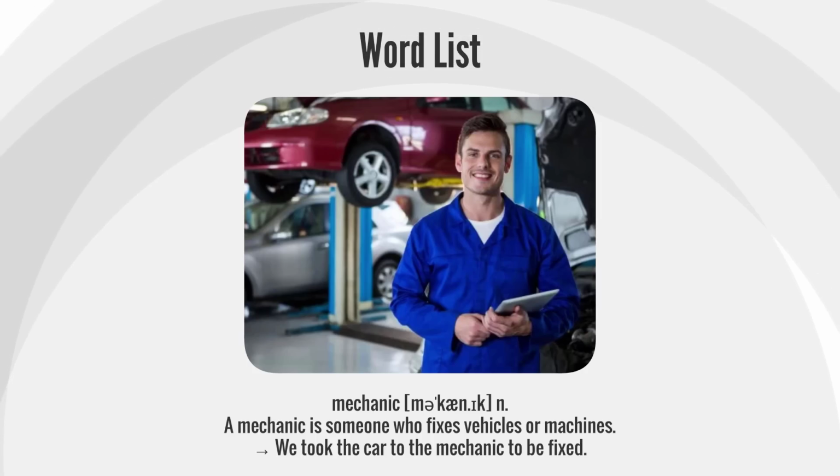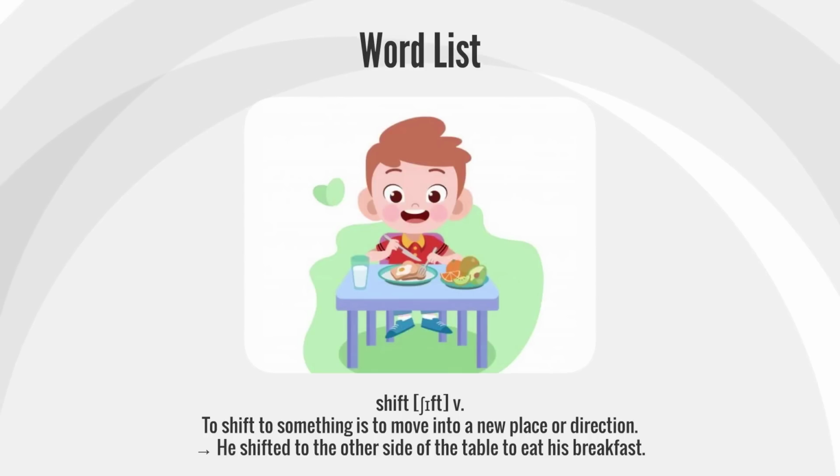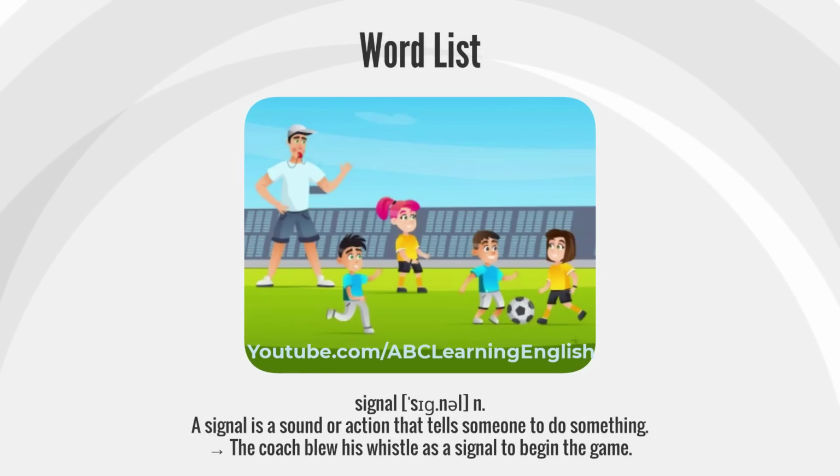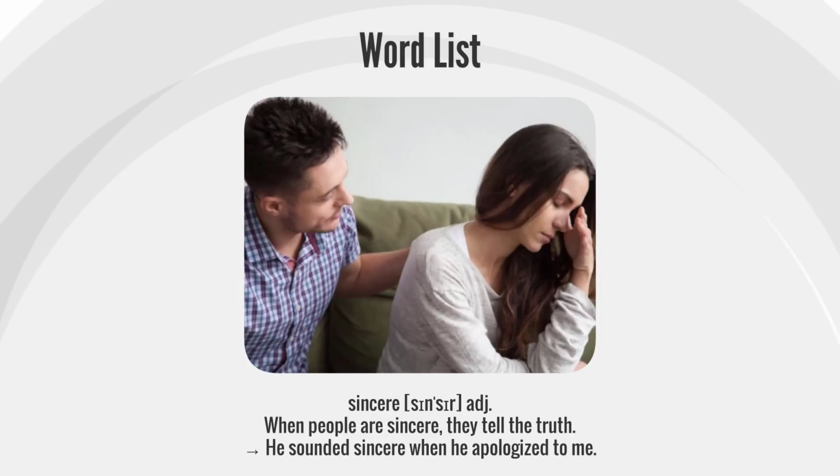Mechanic. A mechanic is someone who fixes vehicles or machines. We took the car to the mechanic to be fixed. Prime. If something is prime, it is the most important one. Dirty air is a prime cause of illness. Shift. To shift to something is to move into a new place or direction. He shifted to the other side of the table to eat his breakfast. Signal. A signal is a sound or action that tells someone to do something. The coach blew his whistle as a signal to begin the game. Sincere. When people are sincere, they tell the truth. He sounded sincere when he apologized to me.